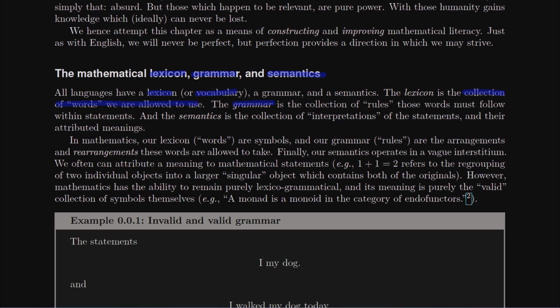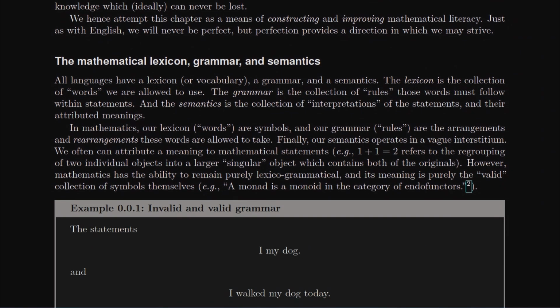The grammar is the collection of rules which the words have to follow within the language. And then the semantics is kind of the fun part, which is where you get to interpret the actual statements inside of the language. And we really can think about this mathematically as well, but let's just take a quick aside and understand what it means within the English language.